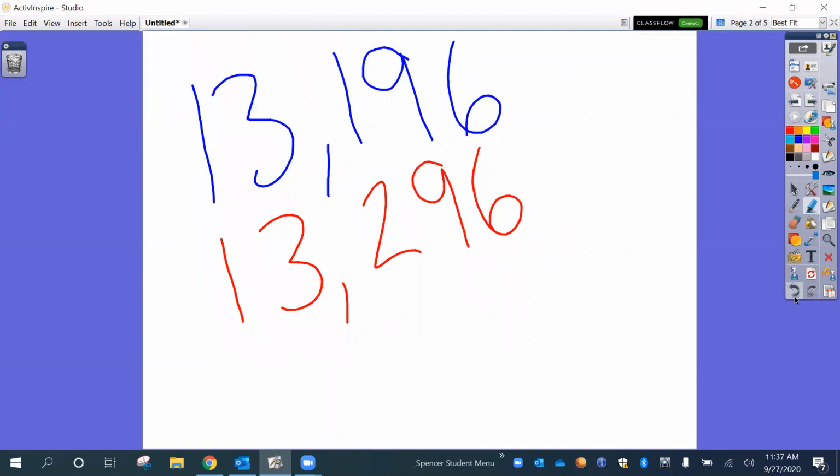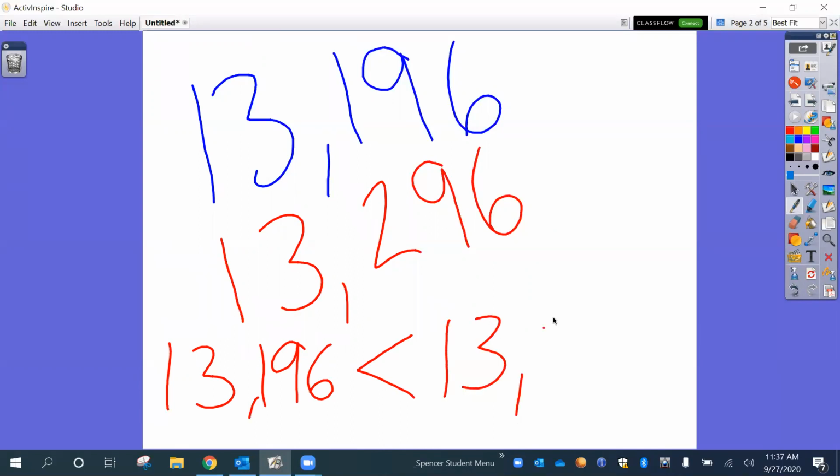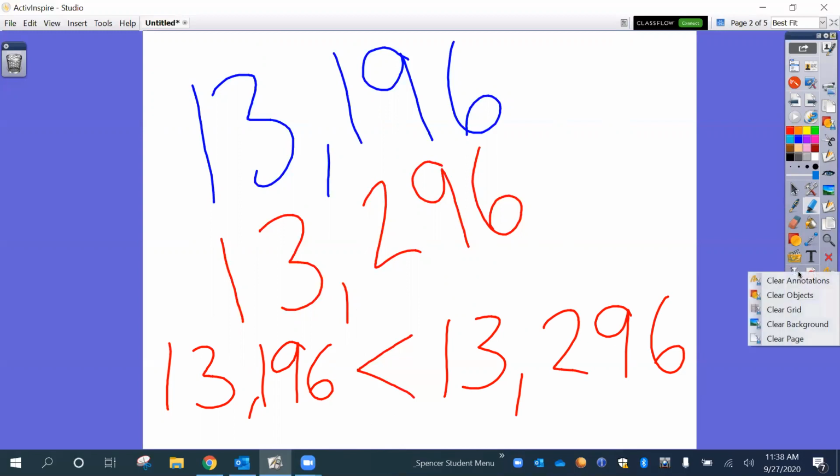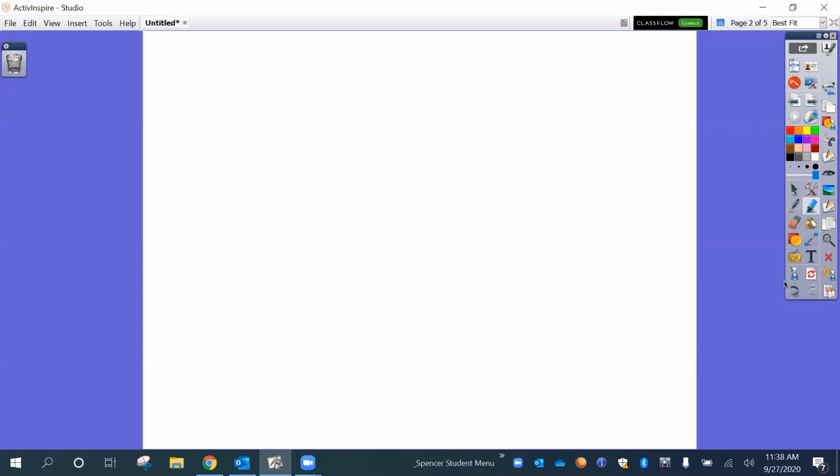So we got to write this in a number sentence and use our comparing symbols. So we have 13,196 is less than 13,296. Now remember, the opening of this symbol is always going to be facing the largest number. Great. So let's do that one more time with whole numbers real quick.